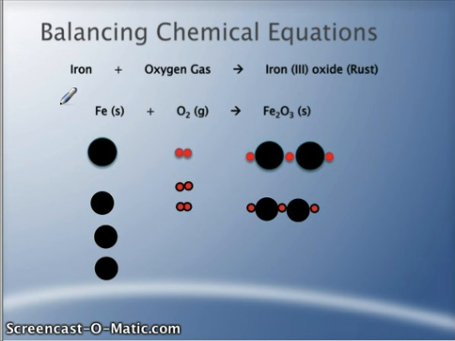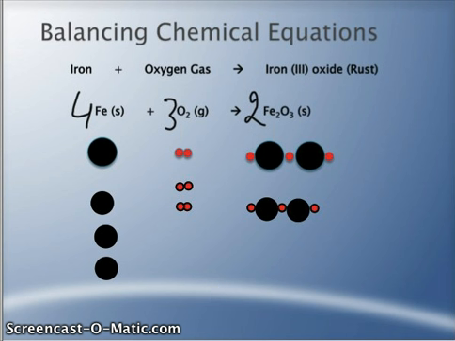So the way you balance the equation is by putting a number in front of the formula to show how many of each you have. So in this case we have 1, 2, 3, 4. So I would put a 4 in front of Fe. I have 3 oxygen molecules, so I would put a 3 over here. And as a result, I make 2 units of iron 3 oxide, so I would put a 2 right there. That is how we balance chemical equations.